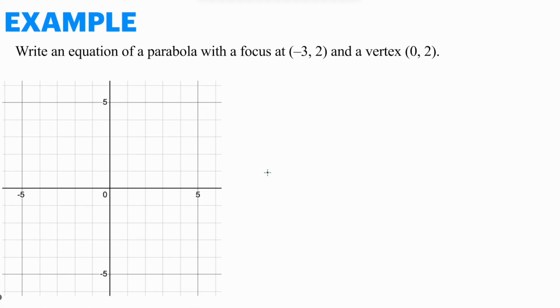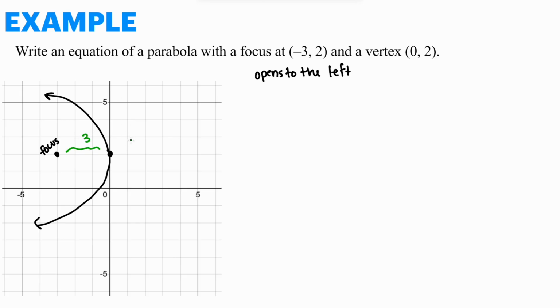And last example, write the equation with a focus and a vertex. So here we go. A vertex starts right there, and a focus is (-3, 2). That's my focus. That means a focus is always inside the parabola, which means we knew that it opens to the left. Now, what's the distance from the focus to the vertex? It is 3. So even though we don't need it, I am still going to draw the directrix, which is going to be graphed like that.